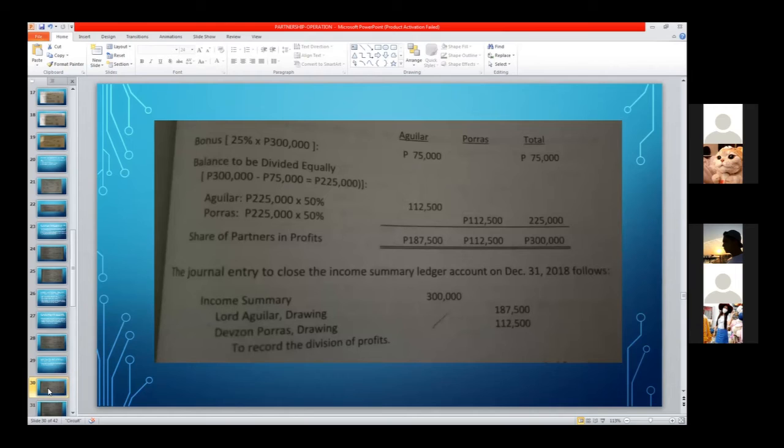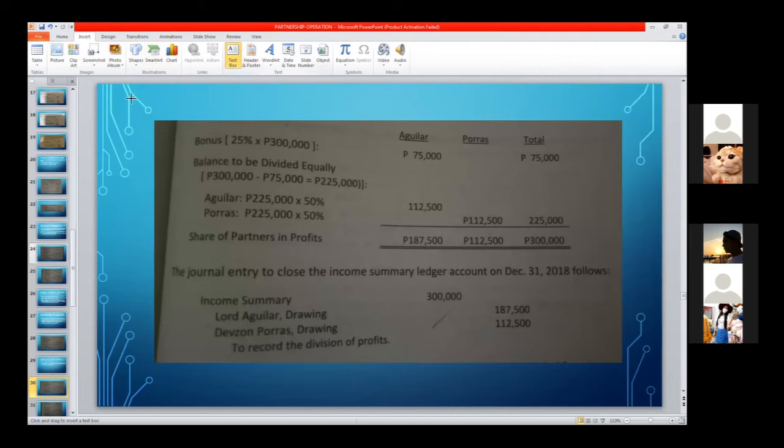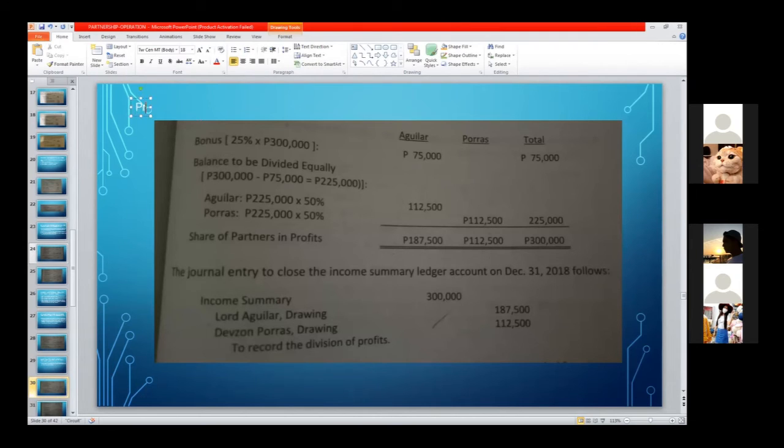So assume that the Aguilar and Porras partnership agreement provided for a bonus of 25% of profit before bonus. Lagay lang natin dito saglit para di kayo malito. Ito yung profit before bonus na problem.